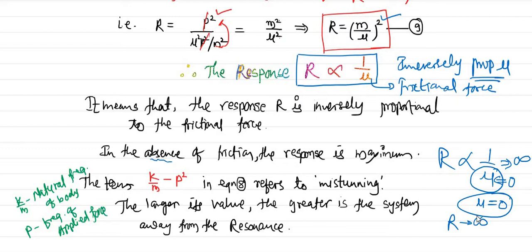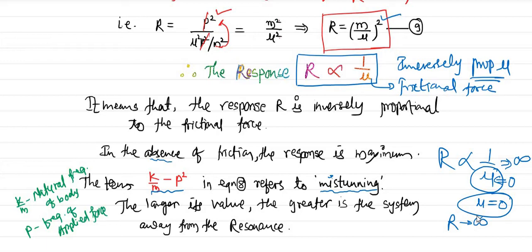That means the response will be maximum if there is absence of frictional force. Okay. The term k by m minus p square in equation 8 refers to the mistuning. That is also known as mistuning. Yes, we talked about that. It will decide how much the natural frequency and forced frequency are deviating from each other. If both the frequencies are matching, then we can call that tuning. If we have some best friend, we generally say my tuning with this person is very good. But if we have another friend with whom we do not have that good a relationship, then we say yes, it is a mistuning.